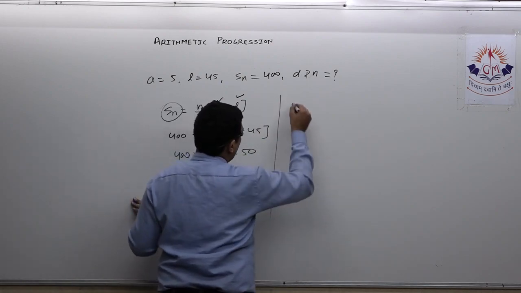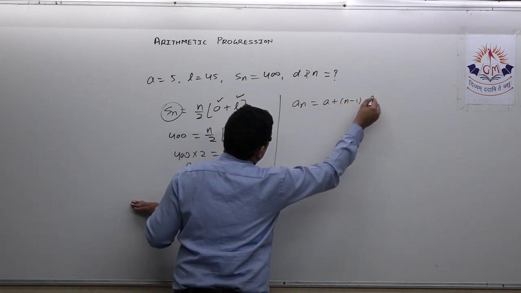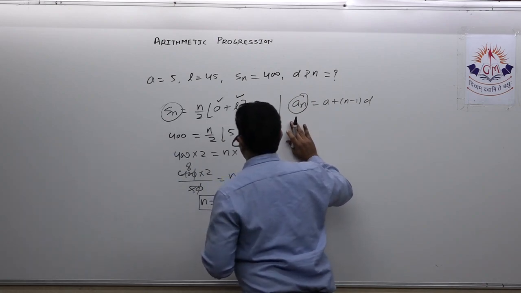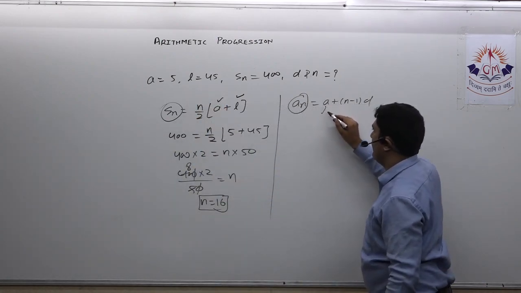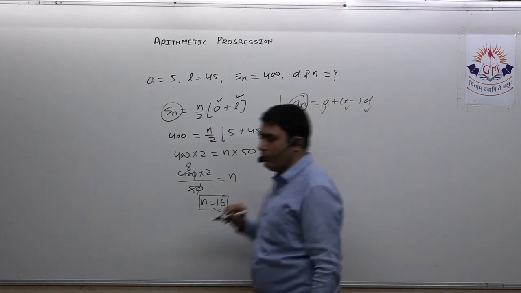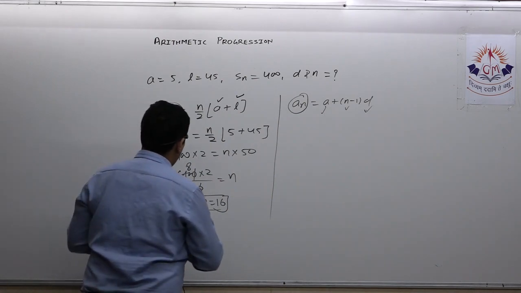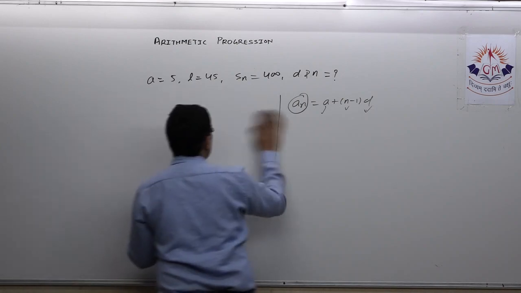Now n equal to 16. So using this formula, that is an is equal to a plus (n minus 1) into d, we have an, that is last term 45. We have a, that is 5. We have n, so it is easy to get the value of d. In short, if you know these four formulas, you will be able to solve any question related to AP.